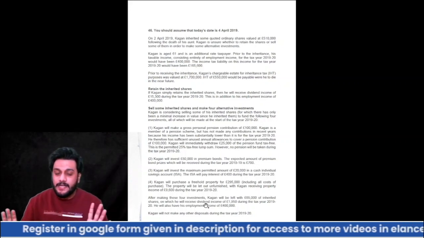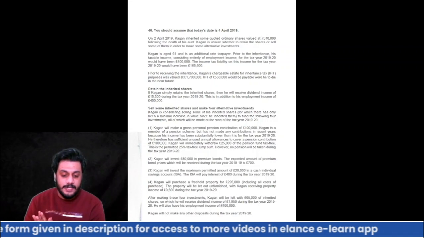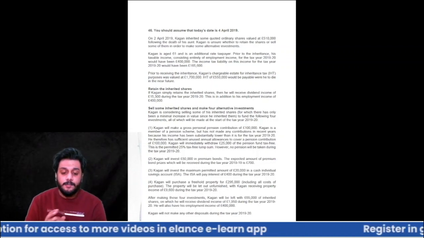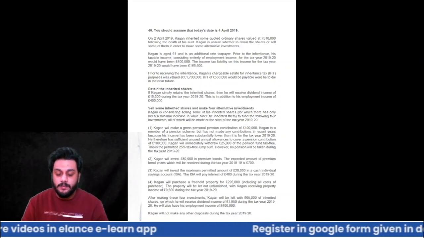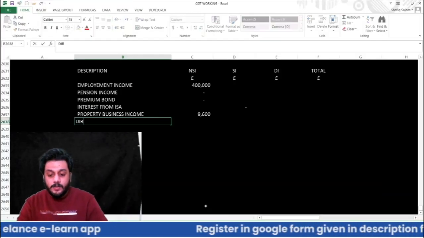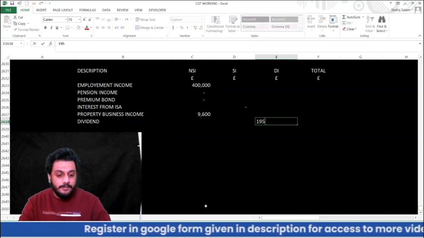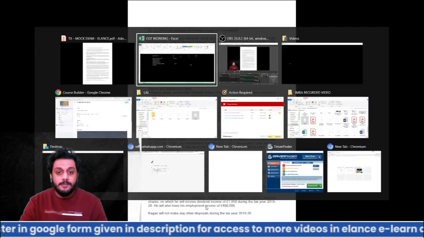Now see, after making these 4 investments, Kagan will be left with 65,000 of inherited shares because he is not completely selling his shares. He has shares valued at 65,000, which are in his hand, and he will be receiving a dividend of 1,950 from the shares which he is retaining after these 4 investments. So that dividend income will also be shown here as taxable amount 1,950. Okay, so these are the only items under his investment.